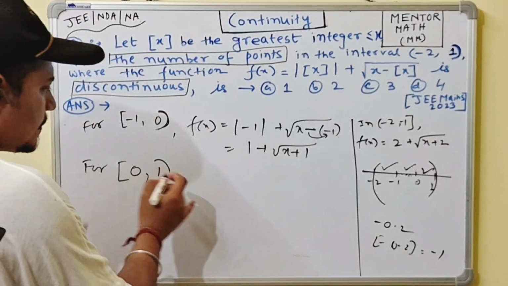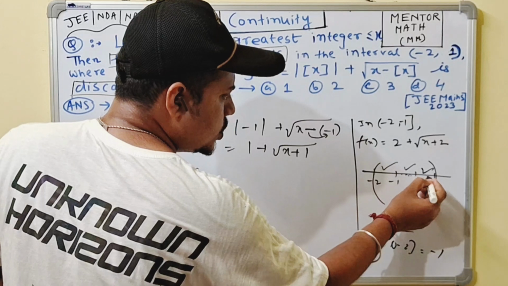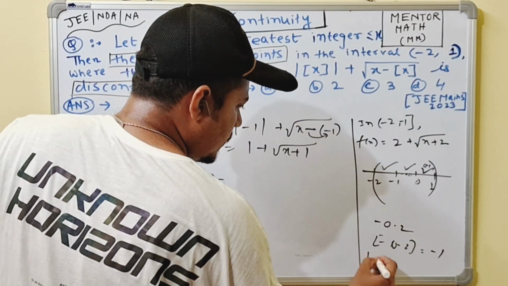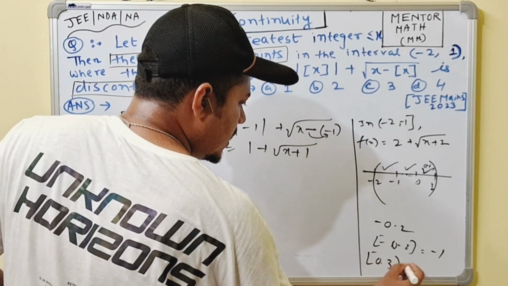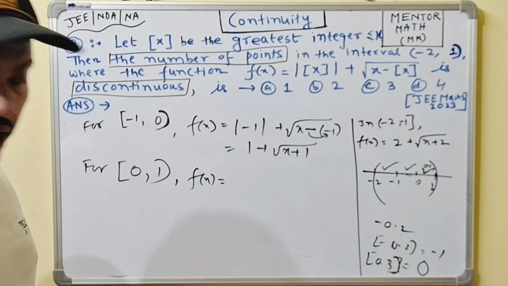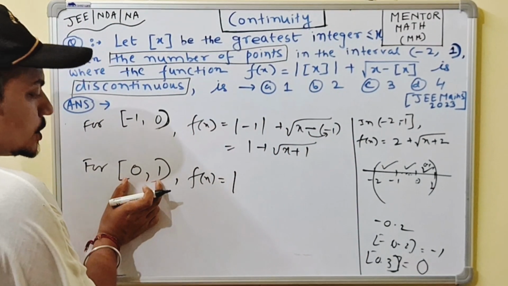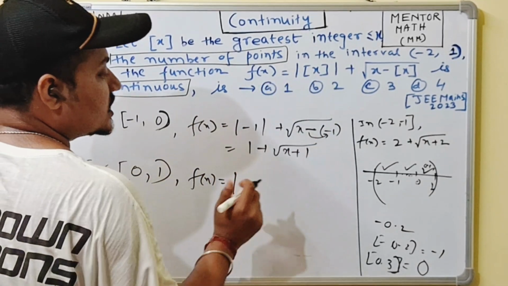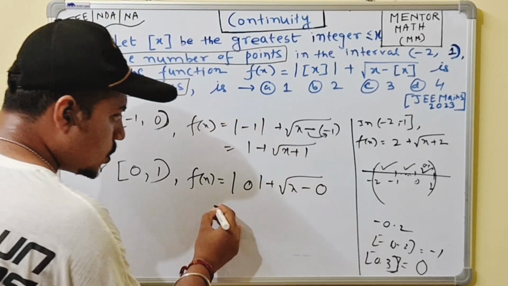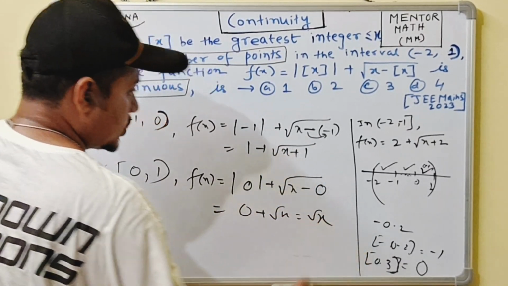And lastly, you can see that particular interval, that is for closed interval 0 to open interval 1. Okay, so in that particular interval f(x) is equal to, if I take any value in between 0 to 1, let us take 0.1, 0.2, 0.3, the box function of 0.3 gives 0 value, because this is the greatest integer function. So in between 0 to open interval 1, box x gives 0 value, so mod of 0 plus root under x of minus of 0, we get 0 plus root x, that means root x.